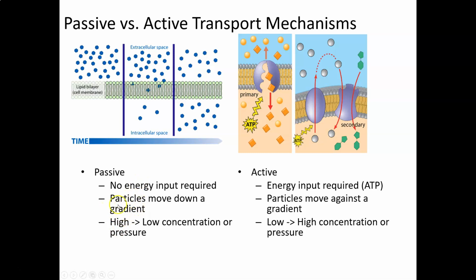And particles move down a gradient from a high to a low something. Oftentimes it's concentration. In physiology, there are some things that move by pressure, but we're going from high to low.